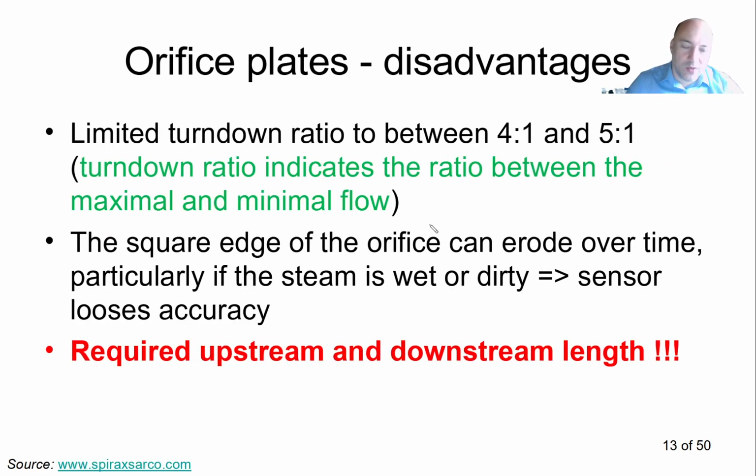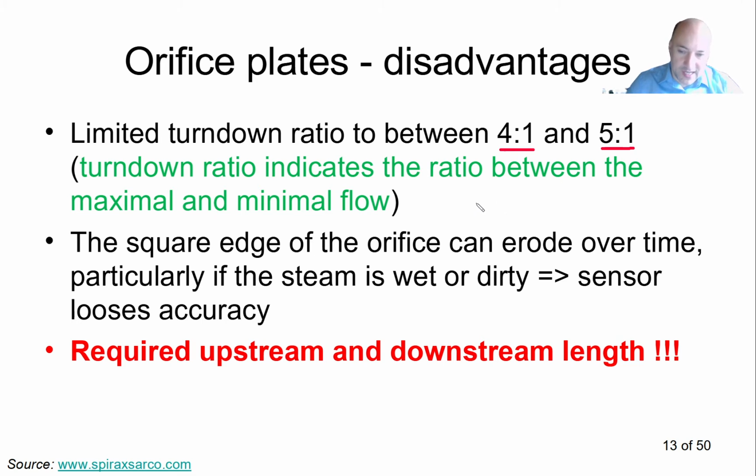Now, what are the disadvantages of an orifice plate? The orifice plate has a limited turn down ratio to a value of 4 to 1 and eventually 5 to 1. Now what does this mean? The turn-down ratio is the ratio between the maximal and the minimal flow rate.